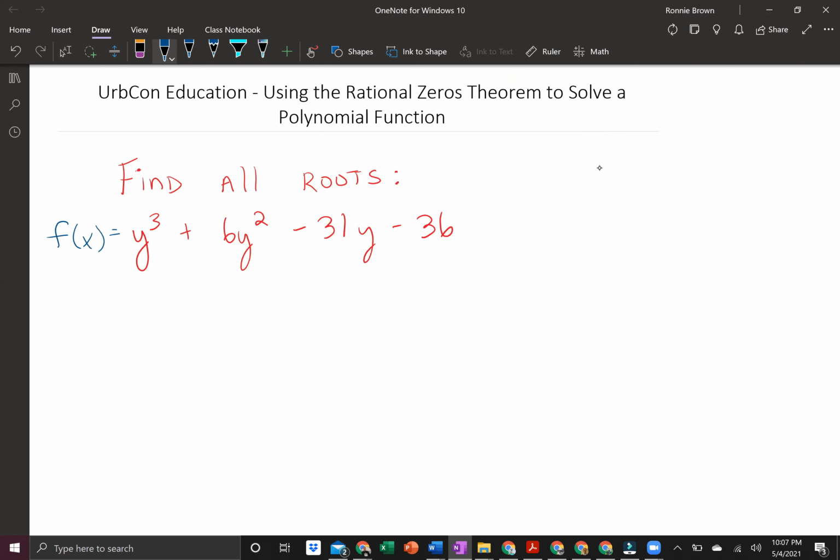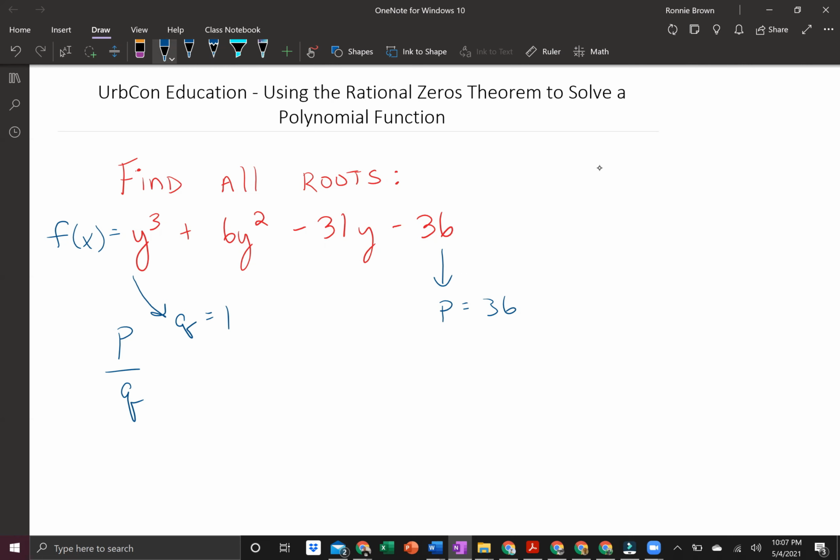So with the Rational Zeros Theorem, we're told to identify our P and our Q, right? We're going to make this ratio P over Q. Our P is always our constant term, and the Q is always the leading coefficient. So again, the P will be your constant, and the Q is your leading coefficient.